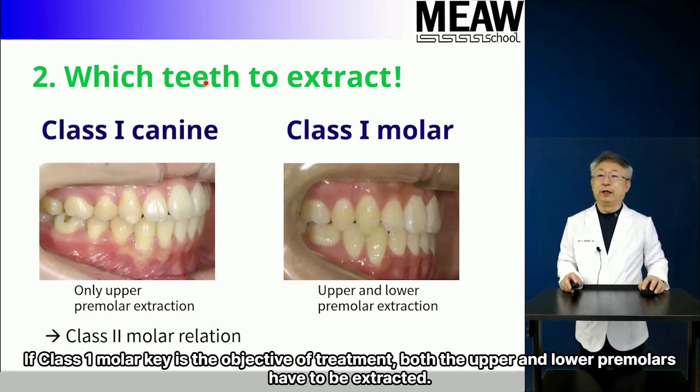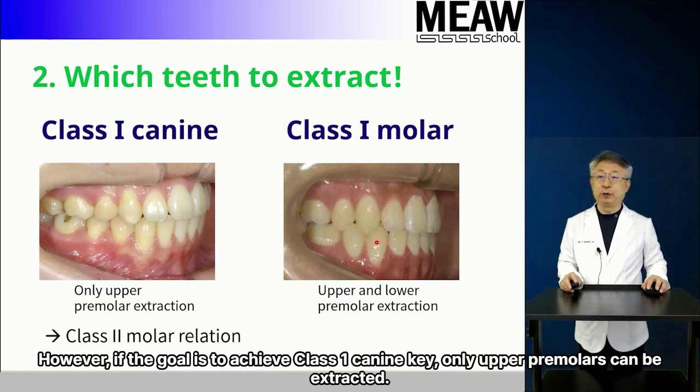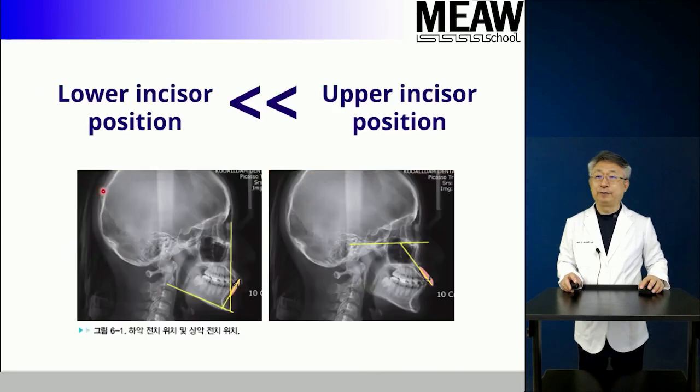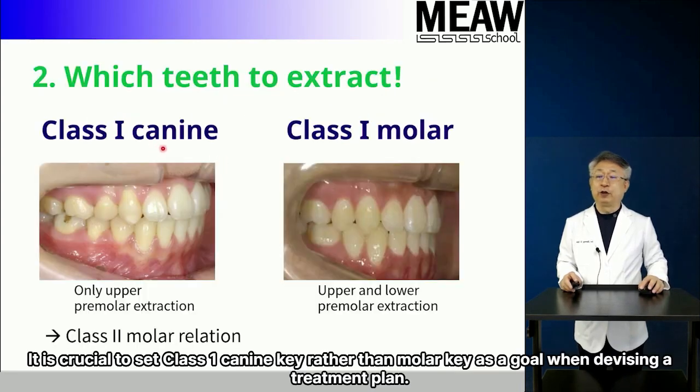If class 1 molar key is the objective of treatment, both the upper and lower premolars have to be extracted. However, if the goal is to achieve class 1 canine key, only upper premolars can be extracted. In this case, the final result will be class 1 canine key and class 2 molar key. It is crucial to set class 1 canine key rather than molar key as a goal when devising a treatment plan.